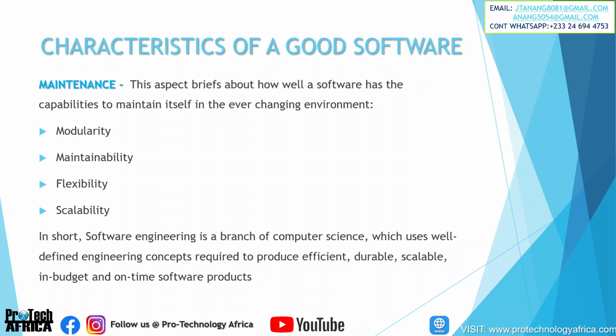In short, software engineering is a branch of computer science which uses well-defined engineering concepts required to produce effective, durable, scalable, in-depth and on-time software products. So after going through everything we have done in chapter 1, I also gave a detailed definition of what software engineering is: a branch of computer science which uses well-defined engineering concepts required to produce effective, durable, scalable, in-depth, and on-time software products.